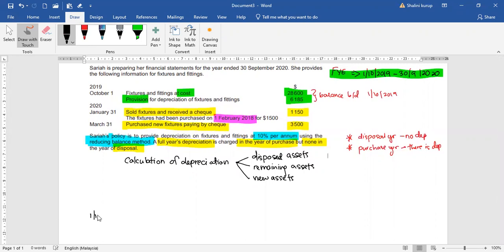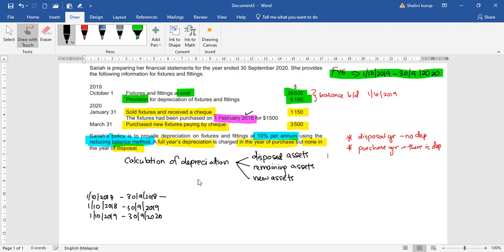This is 1/10/2019 to 30th September 2020. If you look at this clear cut, this is not the year they purchased. Now go backward. Backward means 1/10/2018 to 30th 9/2019. Look at this range here. Do you think 1st February 2018 falls in this range? Obviously, February 2018 is not in this range. So we go another year backward, which is 1/10/2017 up to 30th September 2018. This is the year that you purchased the asset. Can you see? February 2018 is in this range.